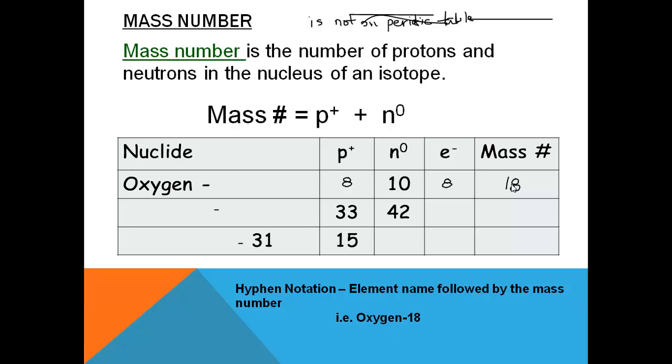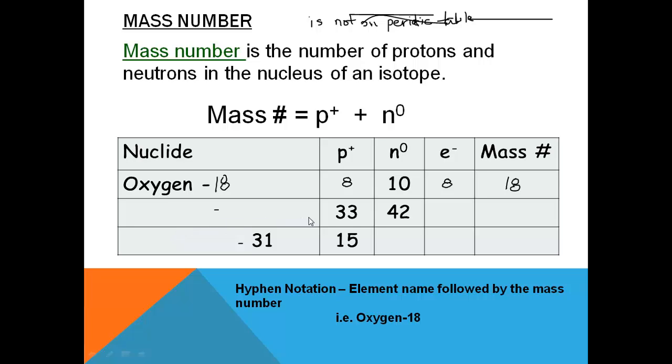One thing that we do, we write something called hyphen notation for the element. And for oxygen, and for this isotope, and I'll tell you what an isotope is in just a minute, for this isotope of oxygen, we would write that this is oxygen-18. That's how we know what the mass number is.